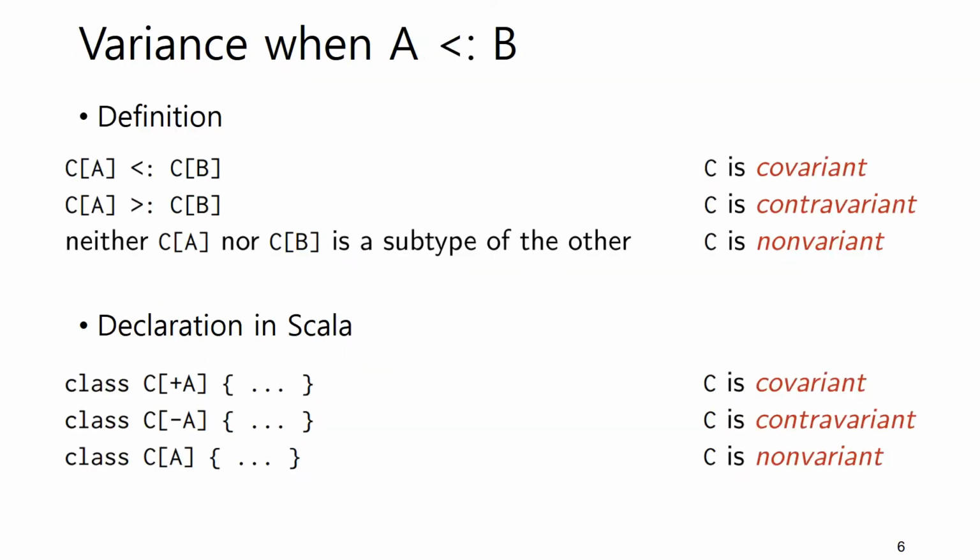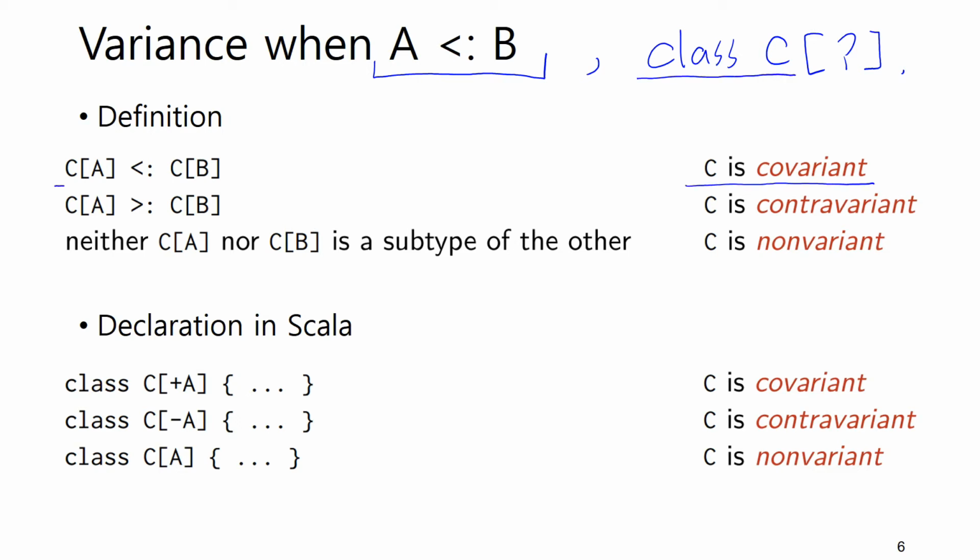Let's see how Scala supports variance of types. Suppose that we have this subtyping relation, A is a subtype of B. And suppose that we have a class C with some type parameter. We say that this class C is covariant if this subtyping relation holds, so C of A is a subtype of C of B. So the direction of this subtyping relation stays the same. In this sense, we say that C is covariant.